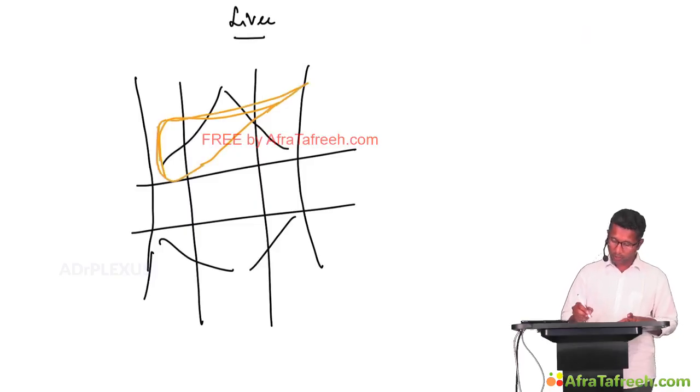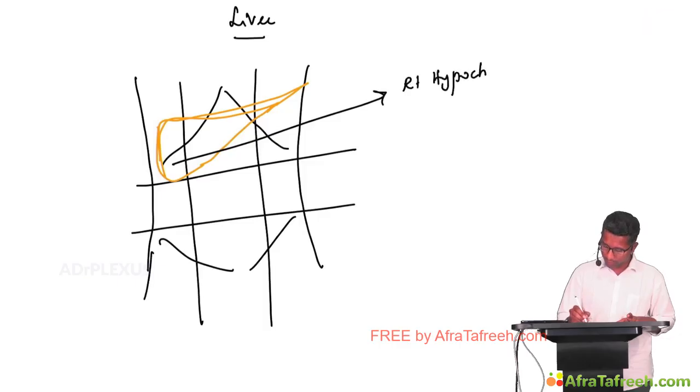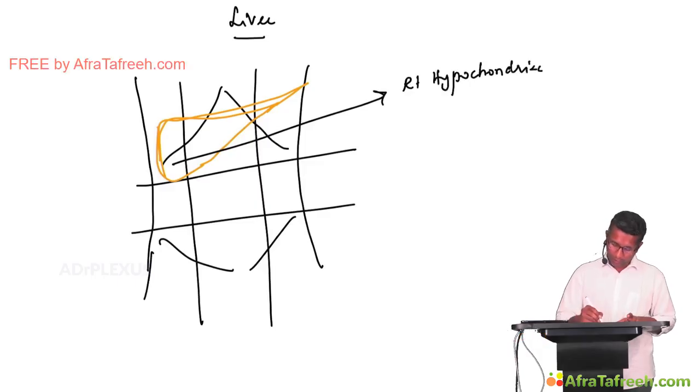And what do these 3 quadrants represent here? This quadrant represents the right hypochondriac region. And this quadrant represents the epigastric region.